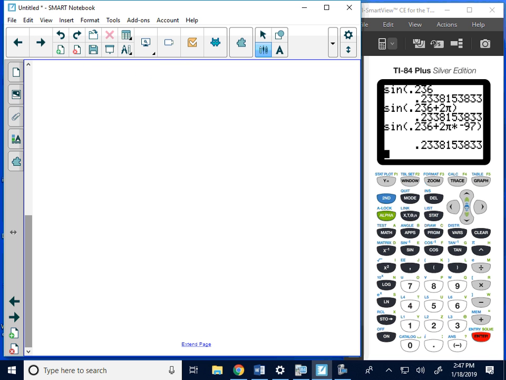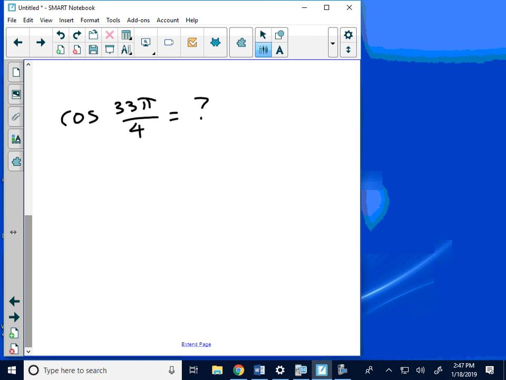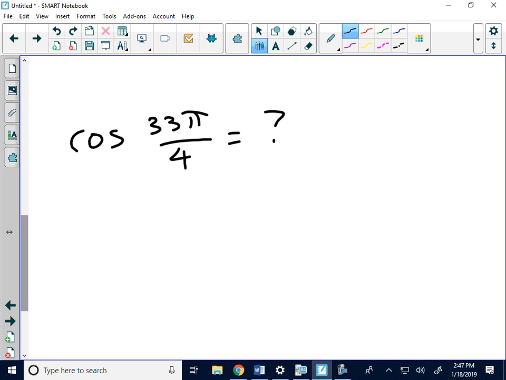And I'll put the homework together tonight for you to play with. It says, what's the cosine of 33 pi over 4? And you don't have a calculator, so throw my calculator down in the tray. No calculator. How do you calculate it?